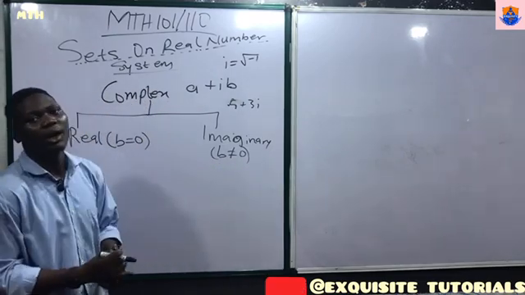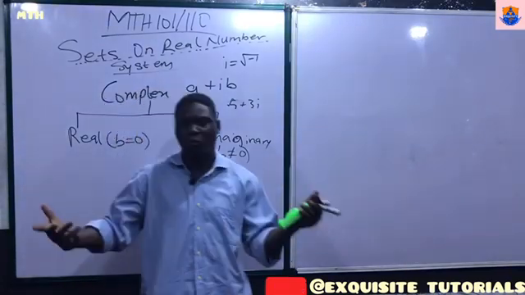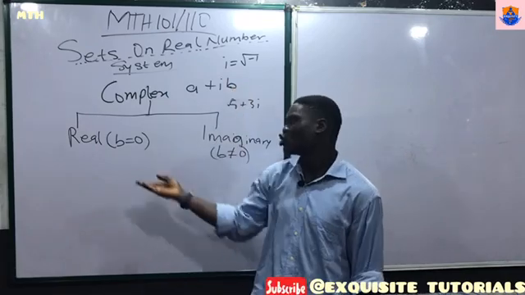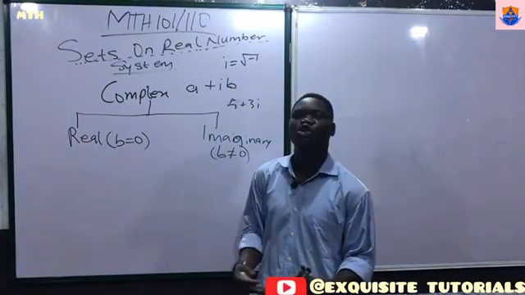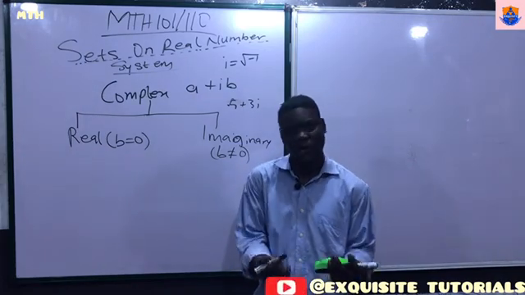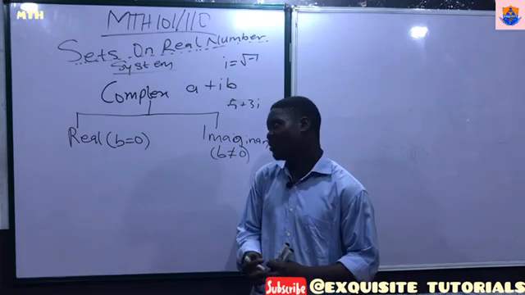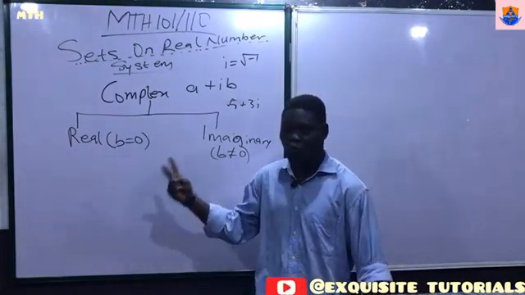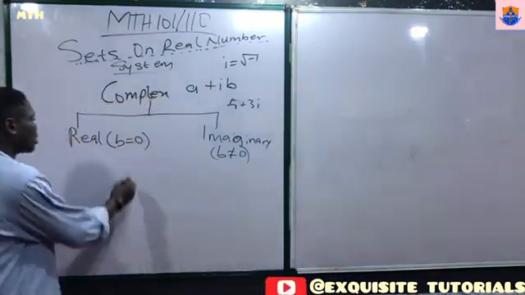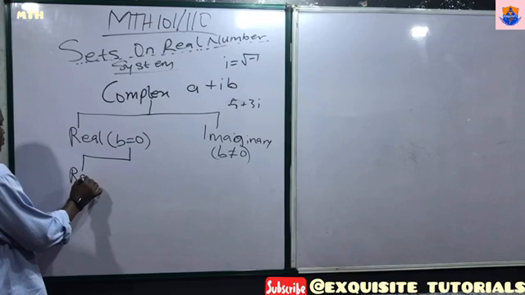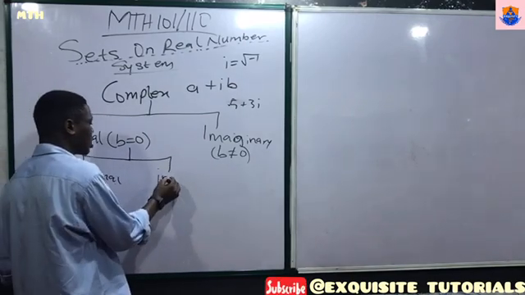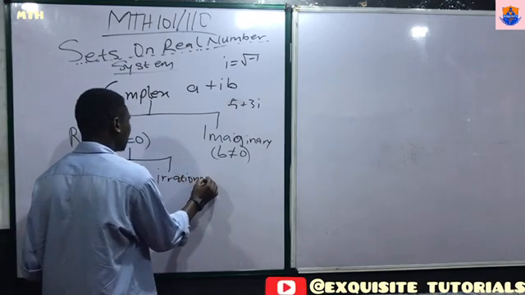Mathematicians discovered that it is not enough to describe every number as real if b is 0. It does not really make good sense, because the numbers we have on earth are actually many, and there are some numbers we use in our everyday life, while there are some we do not use in our everyday life. So they decided to break it down into two. All real numbers are divided into two. We have the rational numbers and we have the irrational numbers.